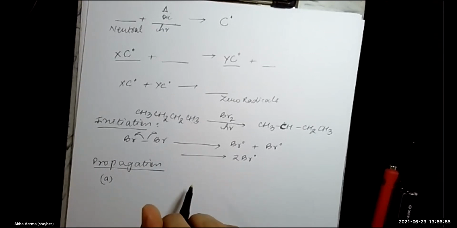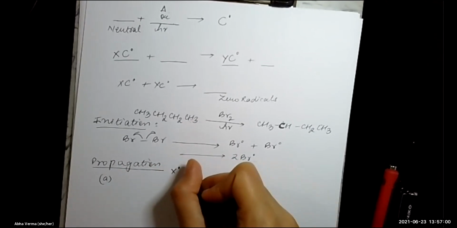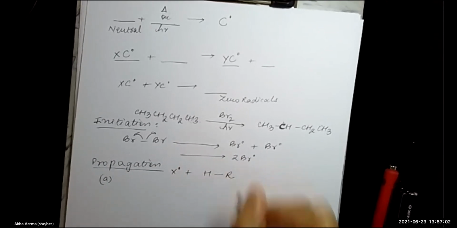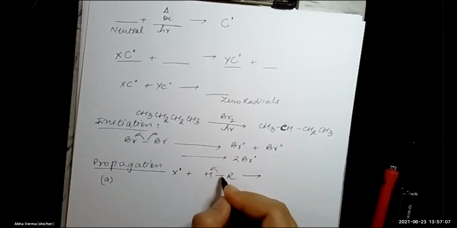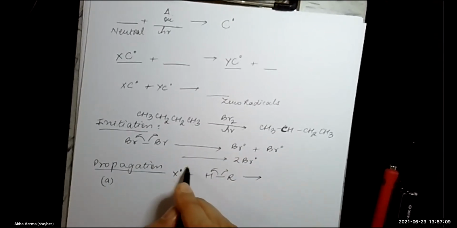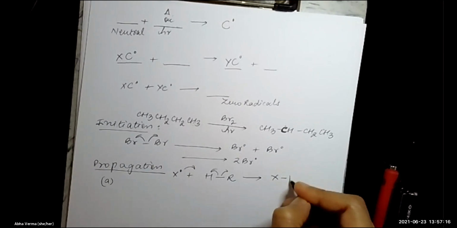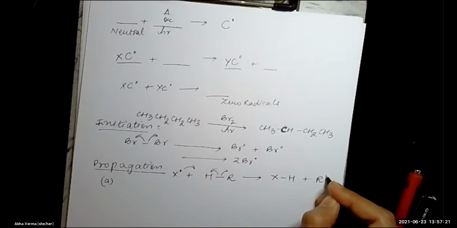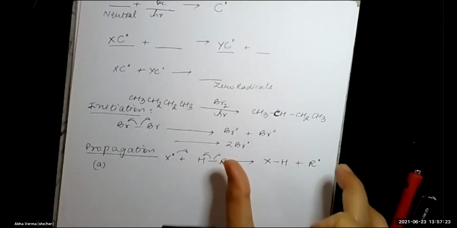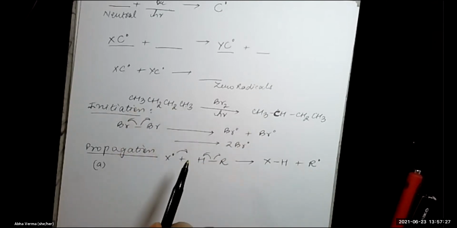Overall, if you remember, what should happen when I have a radical and I have to abstract an alkane's hydrogen? What would I do? I will do an even split here, and this radical will go near the hydrogen. The HX bond will form, and this R will become a radical. Okay, so this is the propagation step that I will be using for this particular substrate.